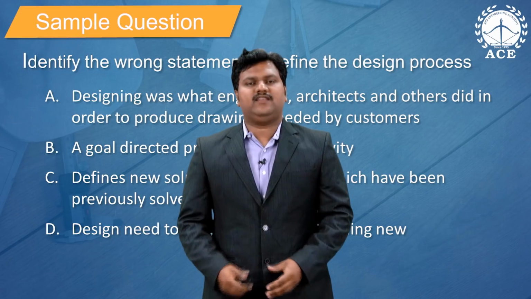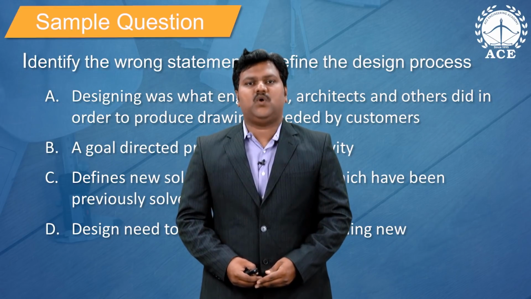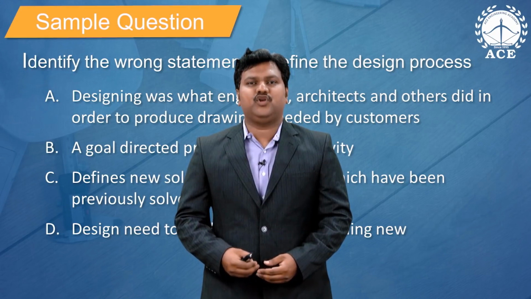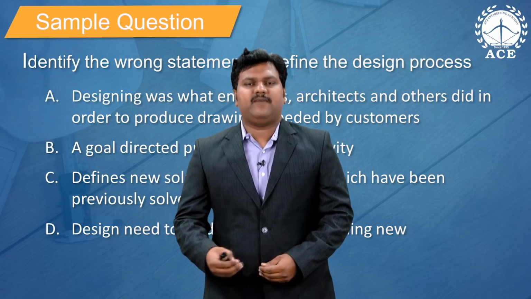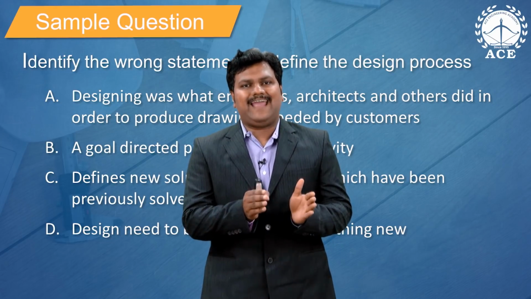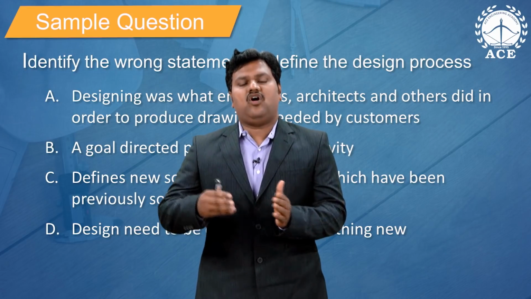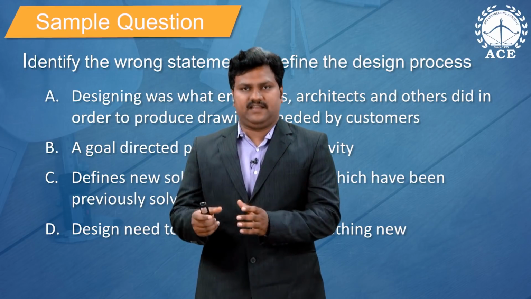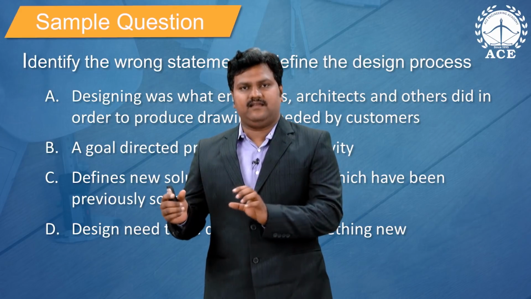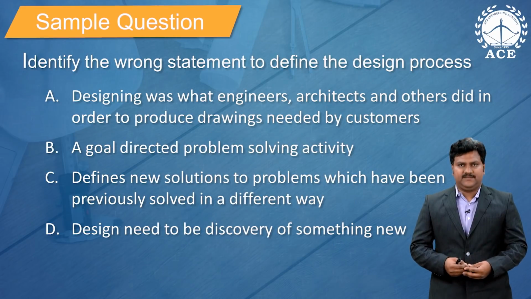Now, let us look at the options one by one. The first option says designing was what engineers, designers and architects did in order to produce drawings needed by the manufacturers. This statement clearly defines the overall design process as an activity of engineers, designers and architects. So the overall problem solving activity has been defined in one statement. So this option is right.